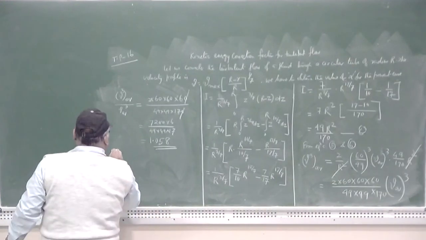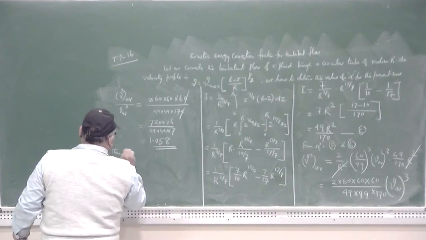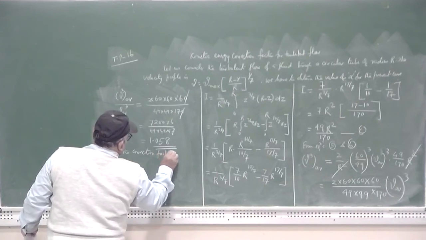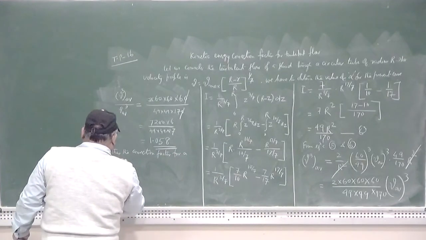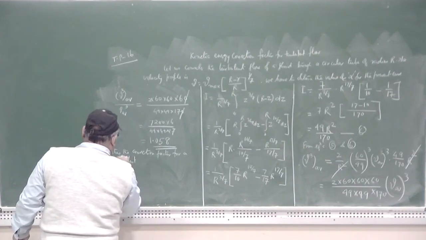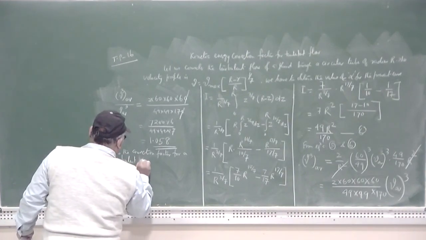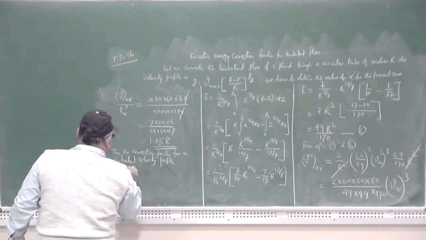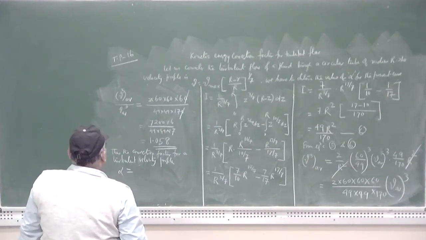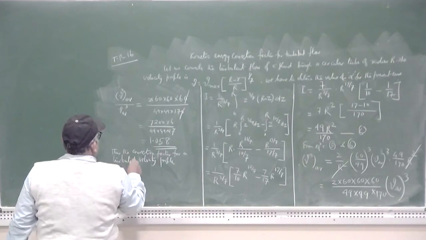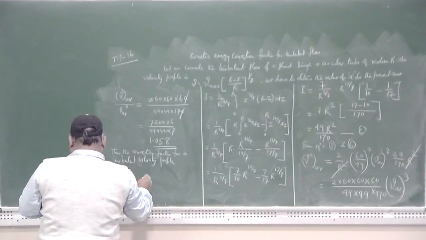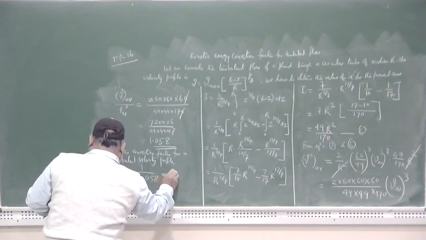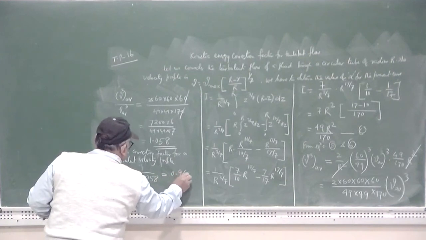Thus, the correction factor for a turbulent velocity profile, that is alpha, is the reverse of this, V average cube divided by the V cube average, that is equal to 1 divided by 1.058, that should be equal to 0.945.